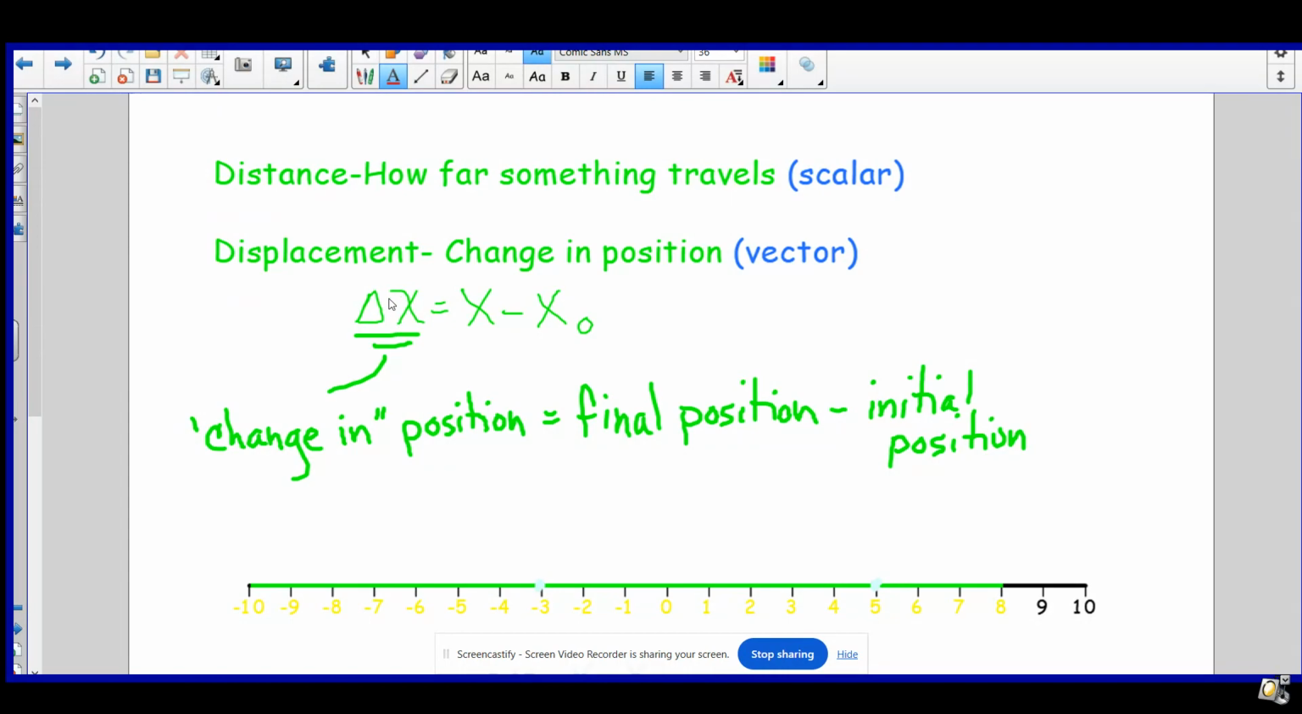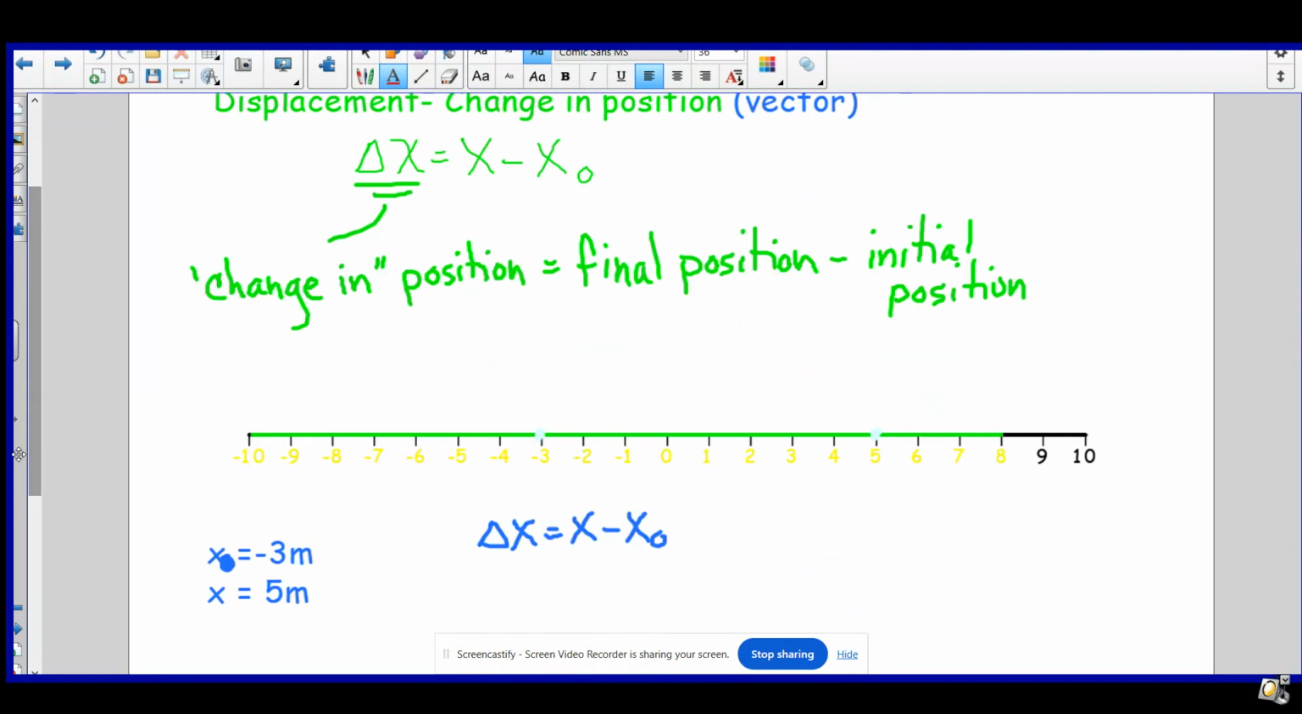So again, that little triangle there is the Greek letter delta, and anytime we see that delta, it just means change in. So displacement or change in position is the final position of the object minus the initial position of the object. So we'll do a quick example here. It says the initial position of the object is -3, the final position of the object is +5. So that could be a number of things.